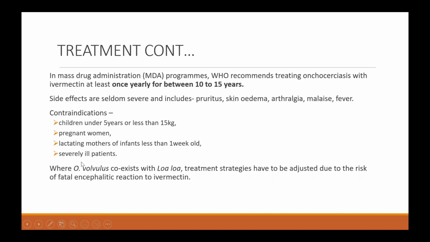So where people have co-infection of Onchocerca volvulus and Loa loa, the treatment has to be adjusted, because ivermectin in Loa loa can cause fatal encephalitis, that's inflammation of the brain, which can lead to death. The reaction to the dead Loa loa worms can cause a very major inflammatory reaction that can affect the brain. So it's very important to be sure that the person doesn't have Loa loa before administering ivermectin.